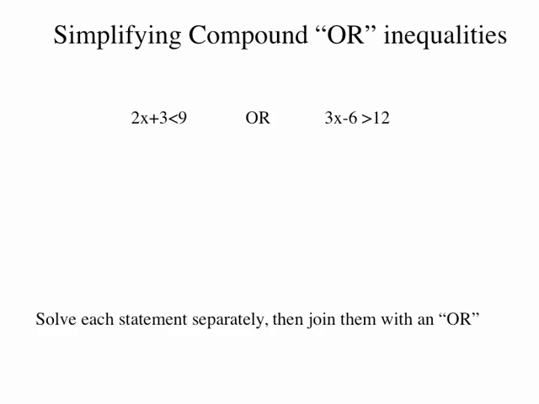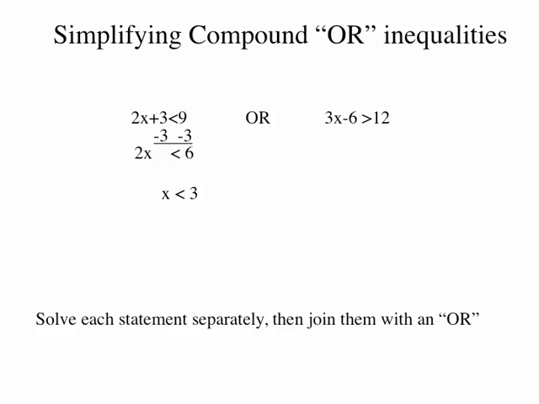To simplify compound or inequalities, what we're going to need to do is to work through each statement separately and just leave the word or joining the two together. So here's an example. 2x plus 3 is less than 9, or 3x minus 6 is greater than 12. And I want to know what values of x make one or the other of these two statements true. So first, I'm just going to work with the inequality on the left. I'm going to subtract 3 from both sides to get 2x is less than 6, and then I'm going to divide both sides by 2 to get x is less than 3.